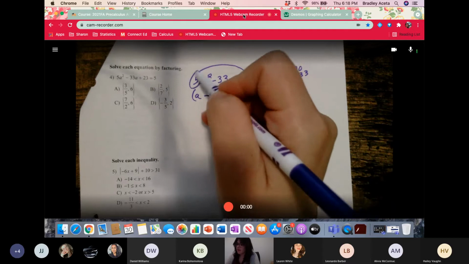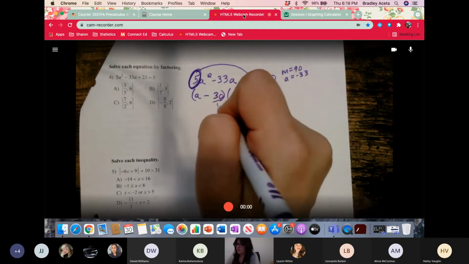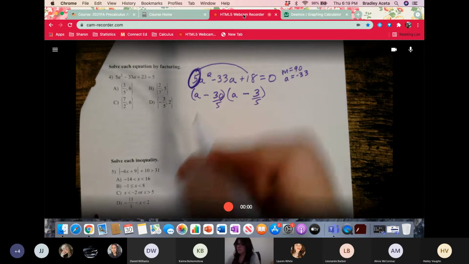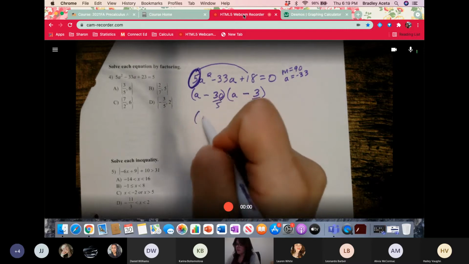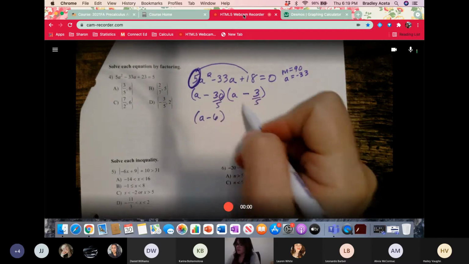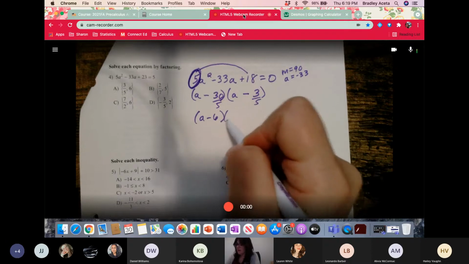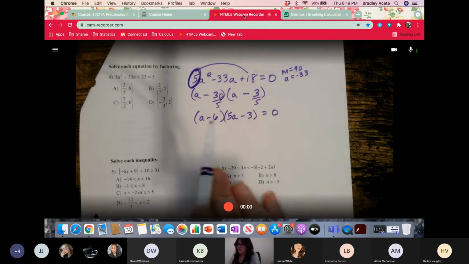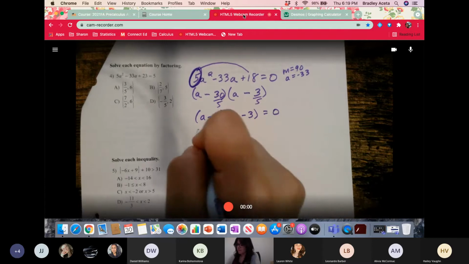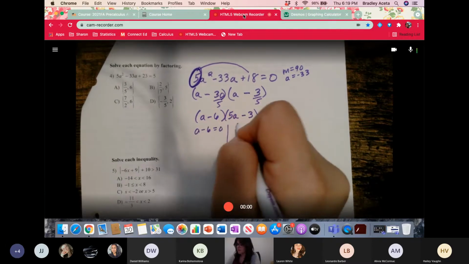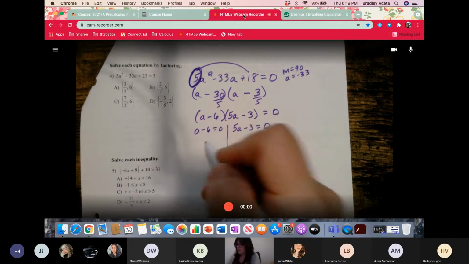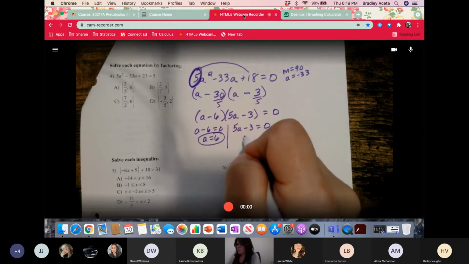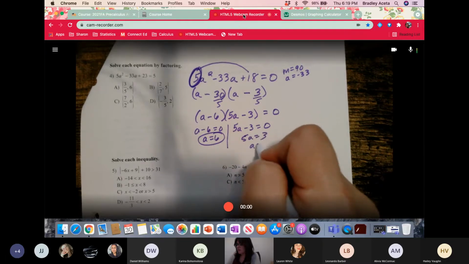And then because this has a 5, divide by 5, divide by 5. And then if it divides, a minus 6, which it does, this one doesn't, so bring that 5 in front of the a on this term. And then set each one of these equal to 0. a minus 6 equals 0, so a is 6. And 5a minus 3 equals 0, so a is 3/5.